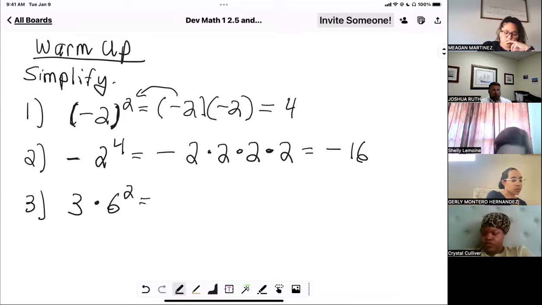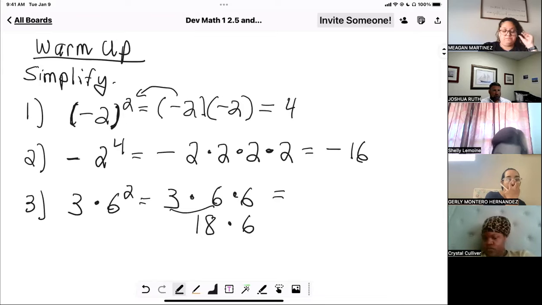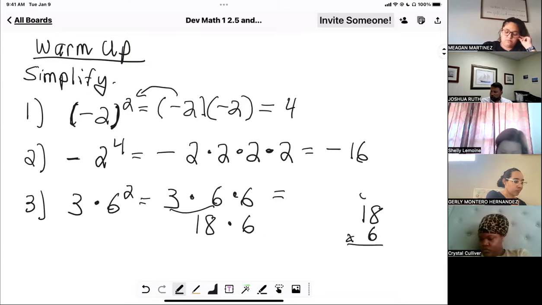And the last one, we don't have parentheses, so we're going to do exponents first. 3 times, okay, 6 to the second power means 6 times 6. There's 2 6s. And now I have all multiplying. So 3 times 6 is 18 times 6. And I don't know what that is, so we'll put it over here. 18 times 6. 8 times 6 is 48. 6 times 1 is 6 plus 4, which is 10. So the answer is 108.